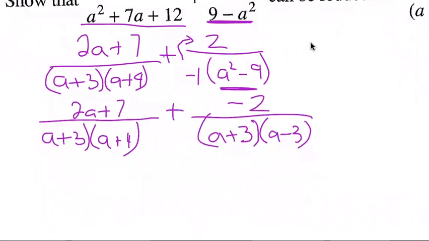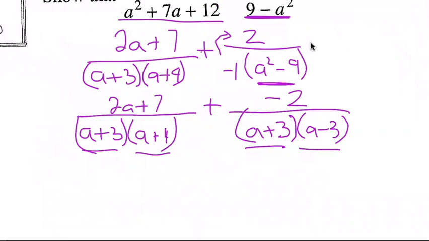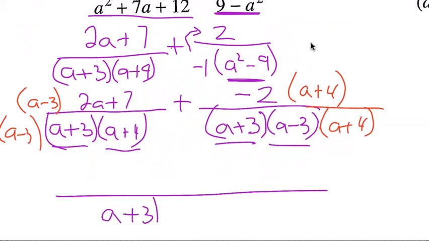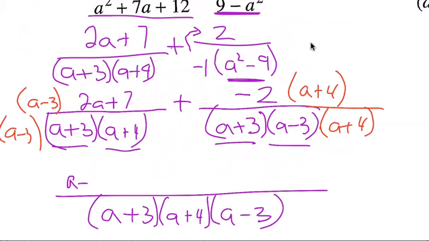My common denominator is going to combine a + 3, a + 4, and a − 3. So I need to multiply my left-hand side by a − 3 to get our common denominator. And I need to multiply our right-hand side by a + 4 to get our common denominator. Now I have one common denominator, (a + 3)(a + 4)(a − 3), and then this is going to be (a − 3)(2a + 7) plus negative 2, bracket a + 4.